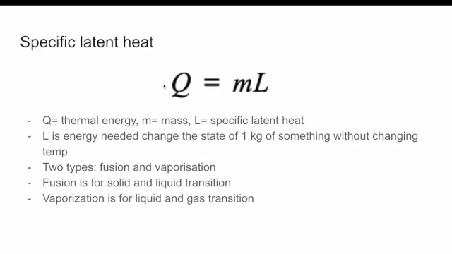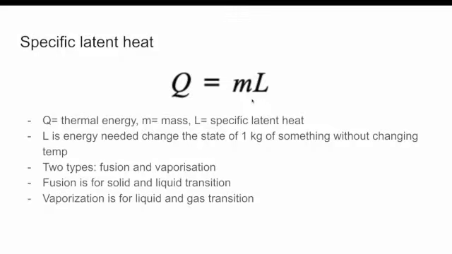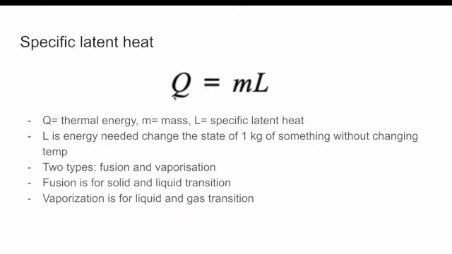So now let's look at specific latent heat. That says Q equals ml. One thing to note is that you can't just equate these two and say that C delta T equals L. That's because they apply to different scenarios. This one here applies to when there's a change in temperature. This one here applies to when there's no change in temperature. And we'll look at that on the next slide.